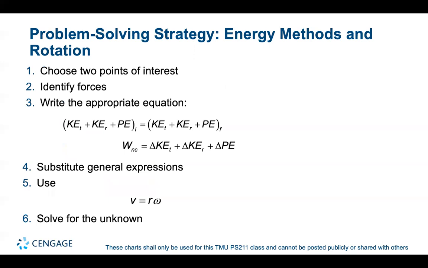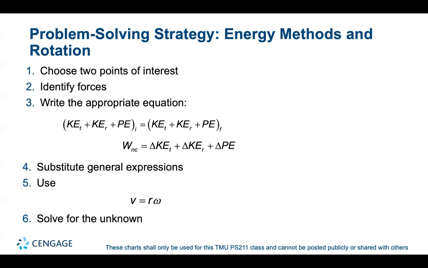So now we'll give a synopsis of a problem solving strategy for energy methods and rotation. As usual, we want to be mapping this out. So we choose 2 points of interest, one where the necessary information is known and the other where the information is desired. And identify the conservative and non-conservative forces acting on the system being analyzed.